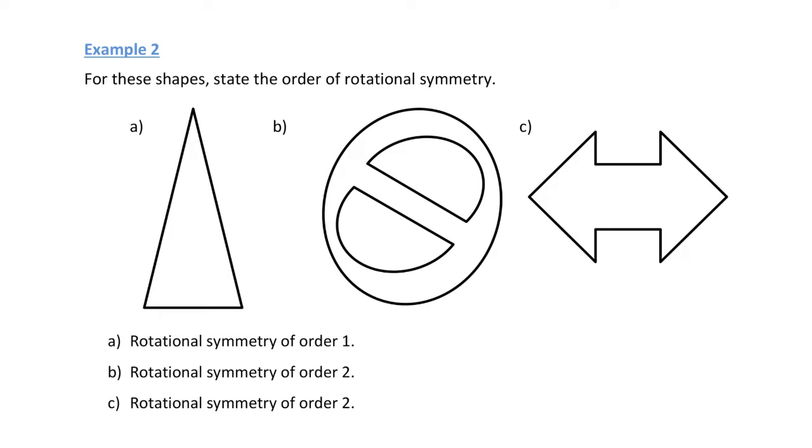The second shape has rotational symmetry of order 2. As you can see, if you turn it after 180, it will look exactly like the original shape. So at 180 degrees and at 360 degrees. Same with the third shape. It has rotational symmetry of order 2. Because if you turn it after 90 degrees, it will look different. But after 180, it will look exactly like the original shape. At 180 and at 360. So it has rotational symmetry of order 2.